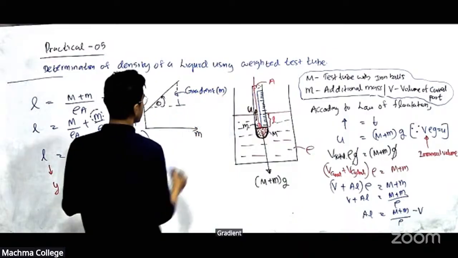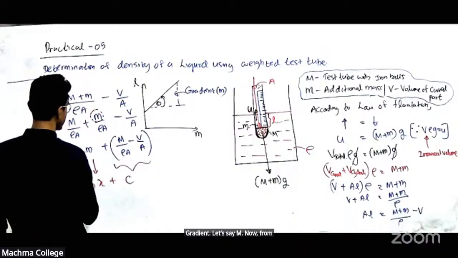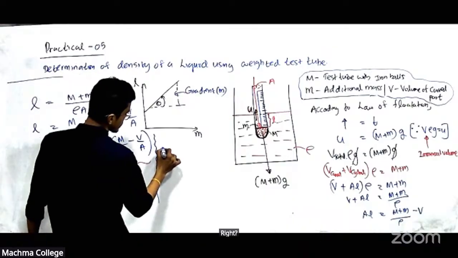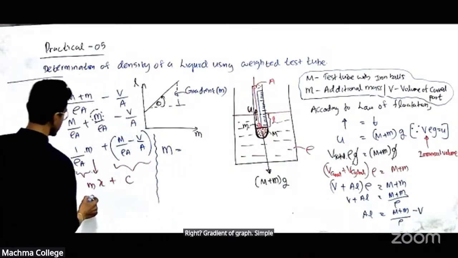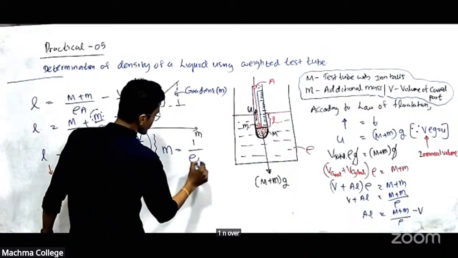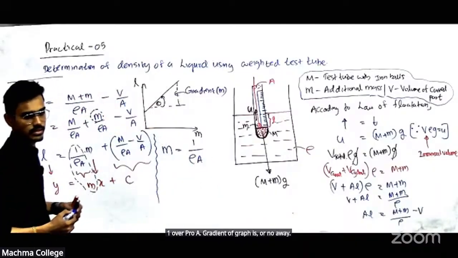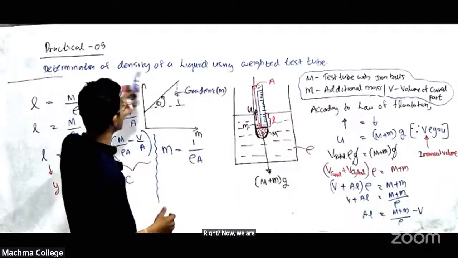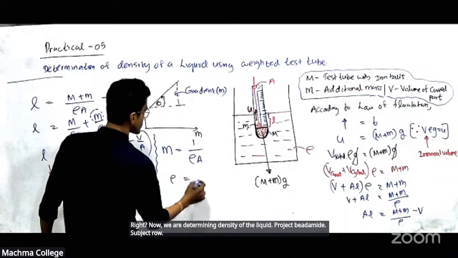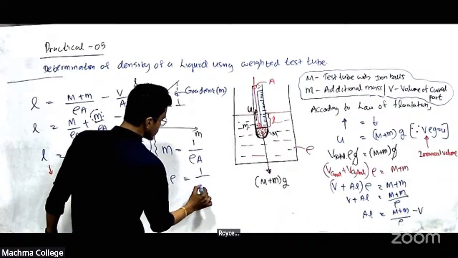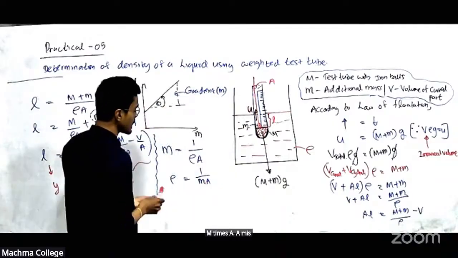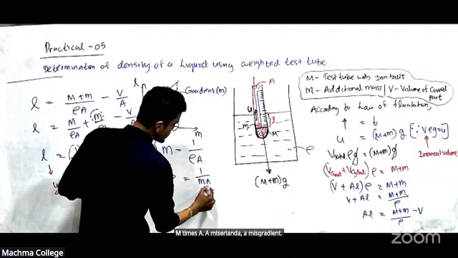Gradient, let's say M. Now from this you can see the gradient of the graph is 1 over rho A. Right? Now we are determining the density of the liquid. Rho should be determined. Making rho the subject, rho is 1 over M times A, where M is the gradient.